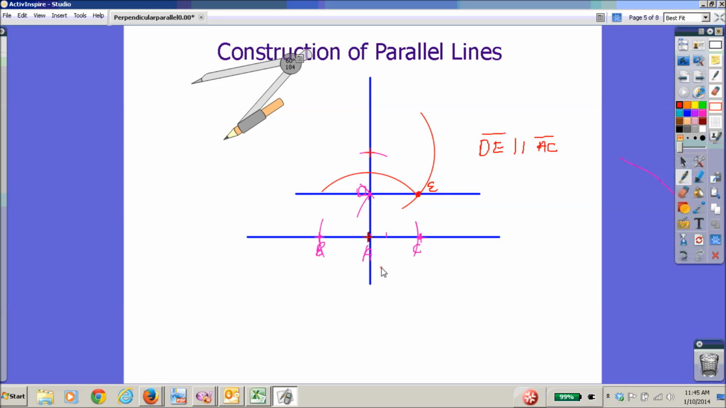I could say that BA is perpendicular to DA if I wanted to. So all you do is you do perpendicular twice to construct the parallel lines.